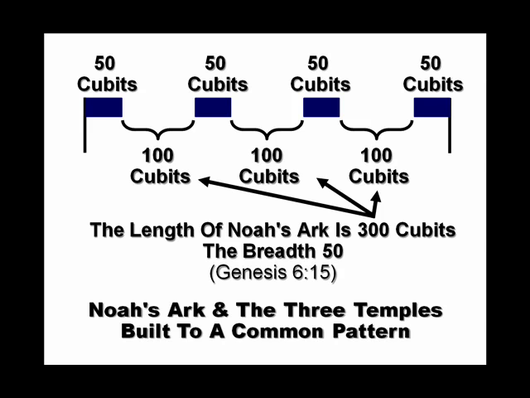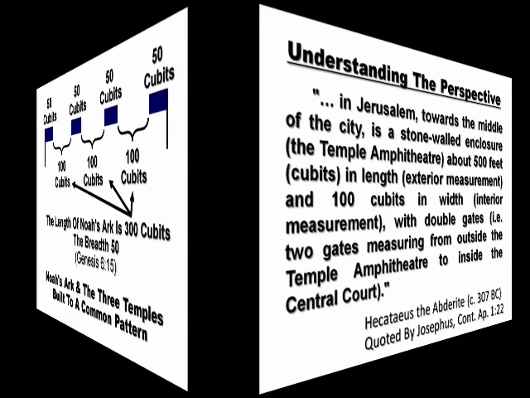Again, you have the 50 cubits per gate and 100 cubits between. The length of Noah's Ark is 300 cubits and breadth 50 cubits. Genesis 6:15 is describing these measures.